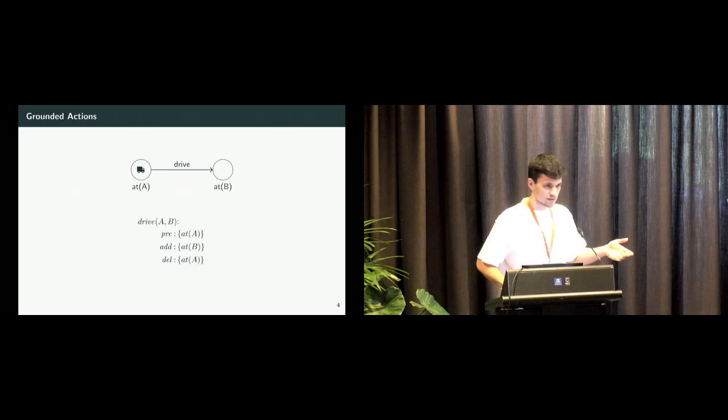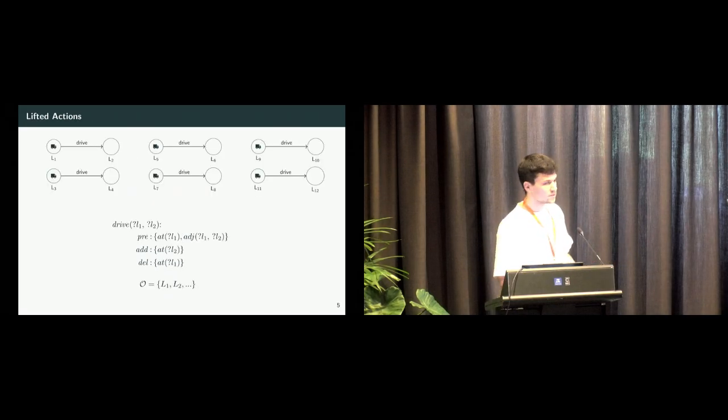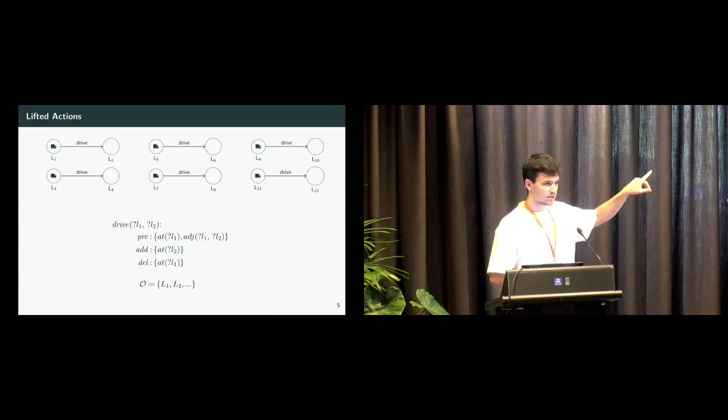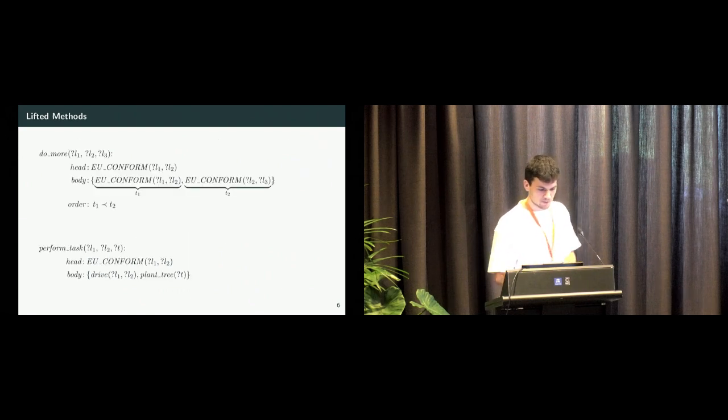Now, typically, this is not how the user describes it. How the user would describe it is in a schematic fashion that we say we have multiple objects for the locations, and then we describe which locations are adjacent to each other. And basically, these variables, which I mark with a question mark, act as placeholders for our objects. The same would hold for our methods, so we would also, in a lifted setting, describe our methods in a schematic way.